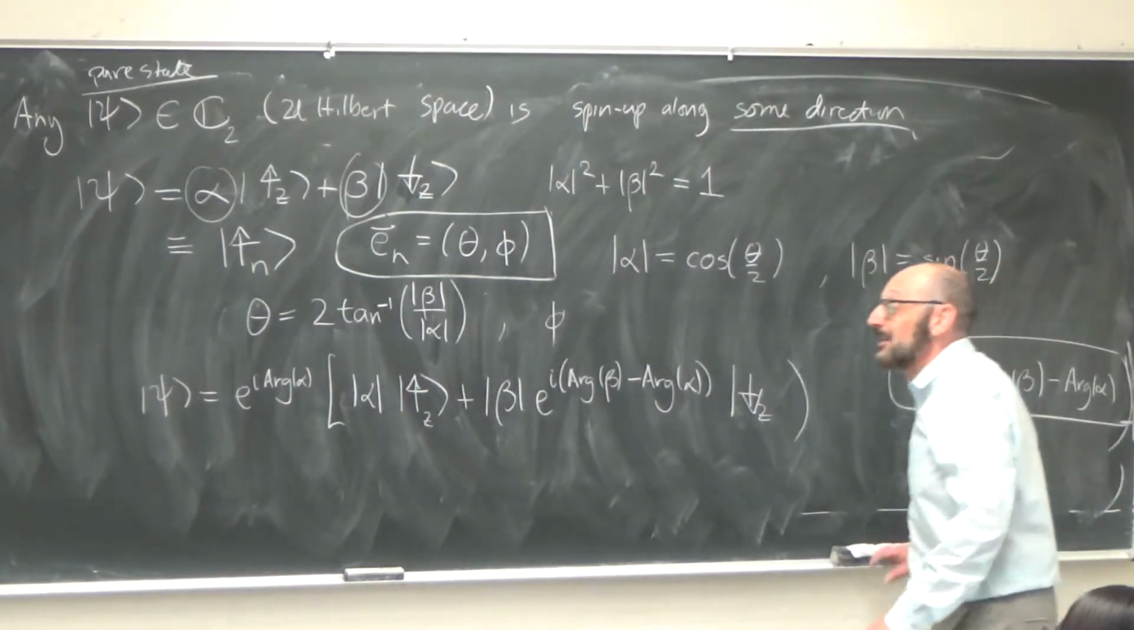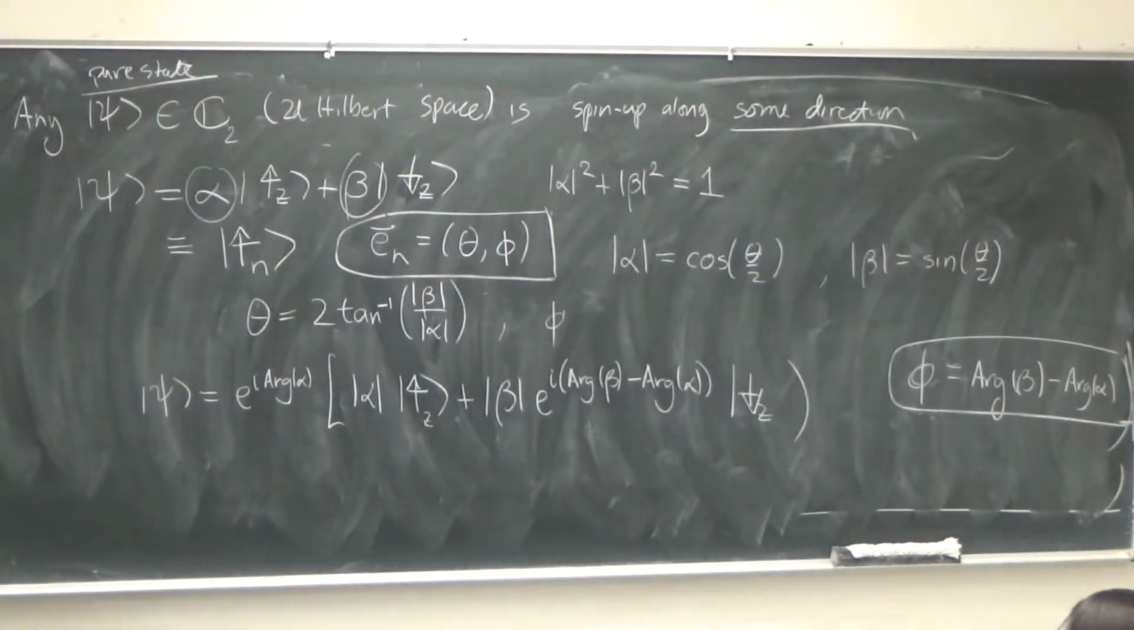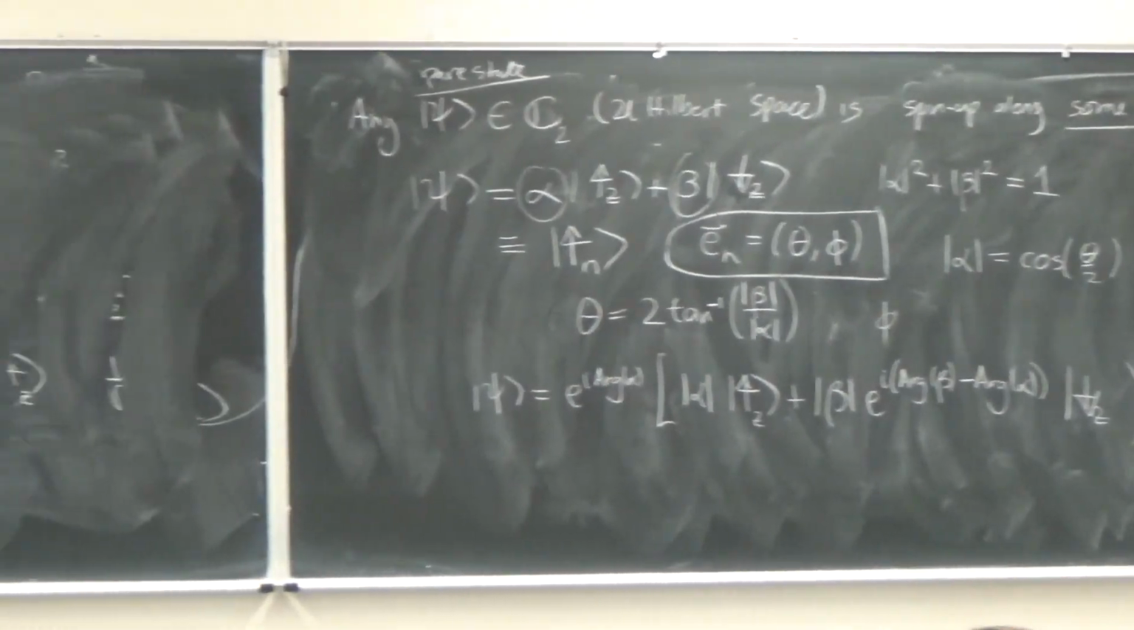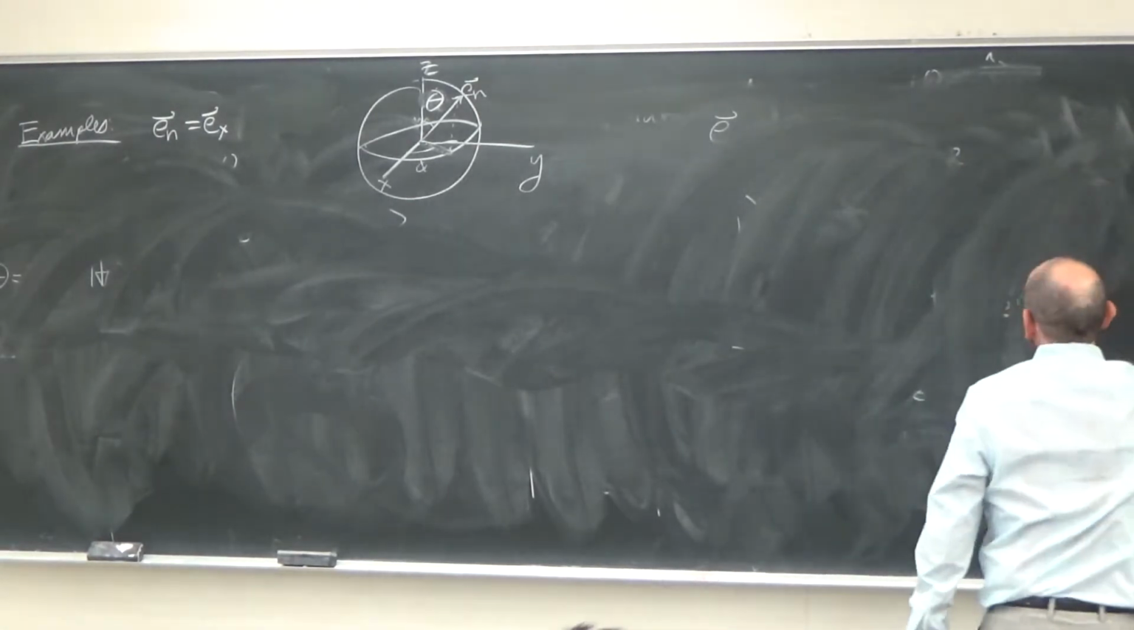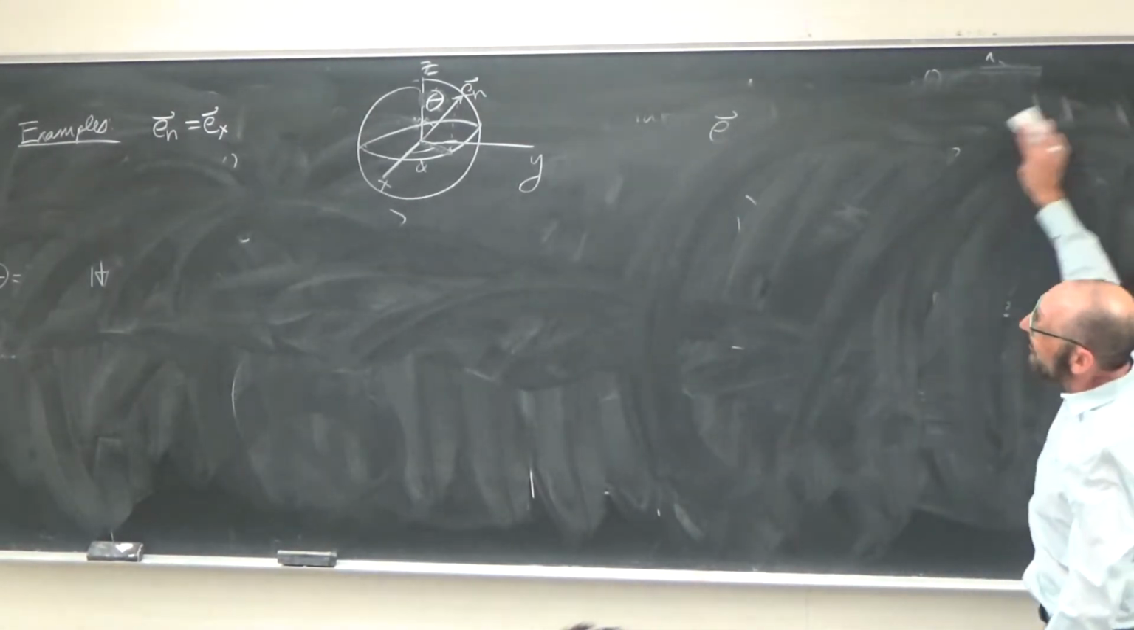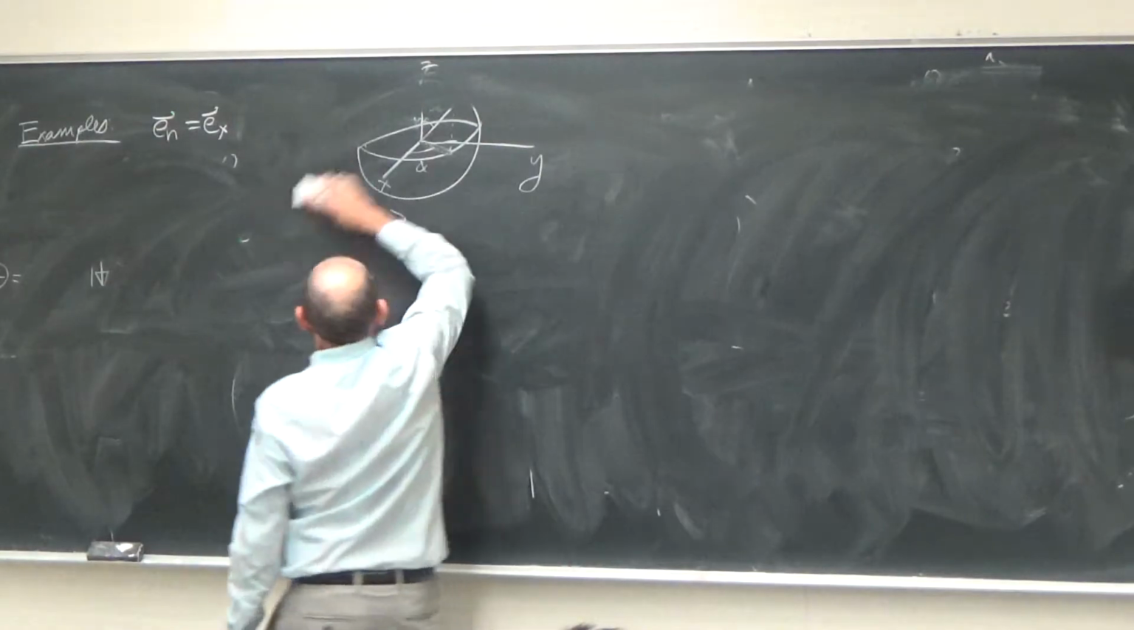Now, it gets even more confusing. Since we just said that any pure state is associated with a direction in space, these directions in space also are the Hilbert space. This is the geometry of the Hilbert space of a spin 1/2 particle. It is a sphere. It is called the Bloch sphere. So let's review that.